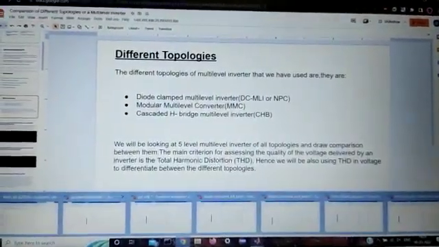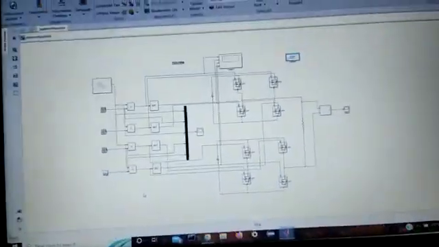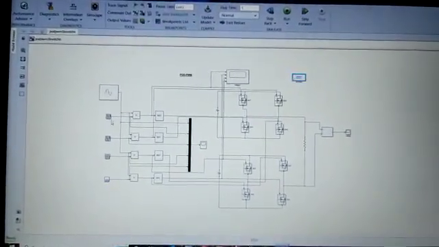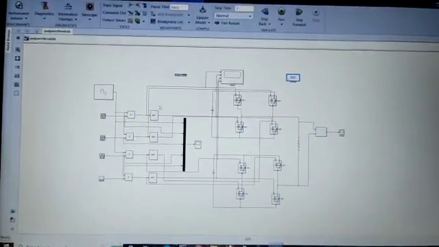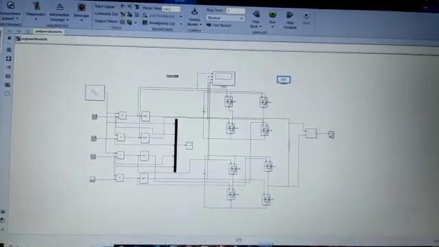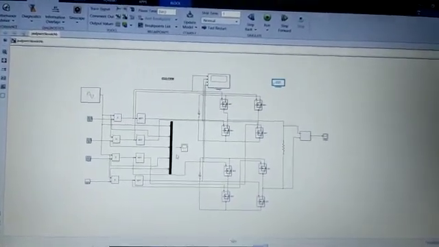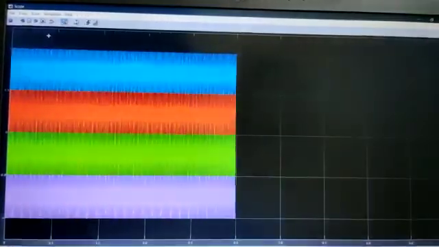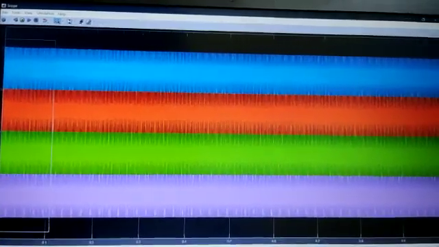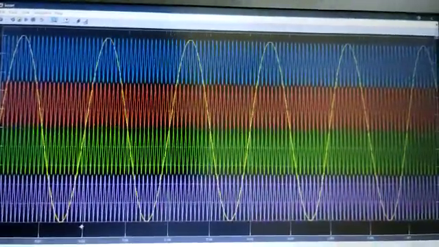Heading on to the simulation circuits that we have simulated, this is how the circuit looks. These are all the carrier waves and this is the sinusoidal wave that I'm applying. This section is the implementation of the switching technique onto the switches in order to produce a 5-level stepped output waveform. The output that we'll get for each circuit is the same, a 5-level stepped waveform, and the input that we'll be applying will also be the same. Depending upon the circuit configuration, we'll obtain different distortion in their output voltage waveform.